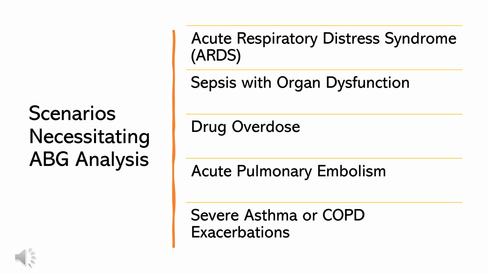Acute pulmonary embolism, or APE, is an acute vascular occlusion in the lung that leads to sharp decline in respiratory function and gas exchange. ABGs can confirm hypoxemia and can help differentiate between APE and other conditions that present with similar symptoms, such as acute myocardial infarction or pneumonia. An ABG result showing low PaO2 and high PaCO2 in the context of other clinical signs warrants immediate actions like anticoagulant therapy and possible surgical intervention.